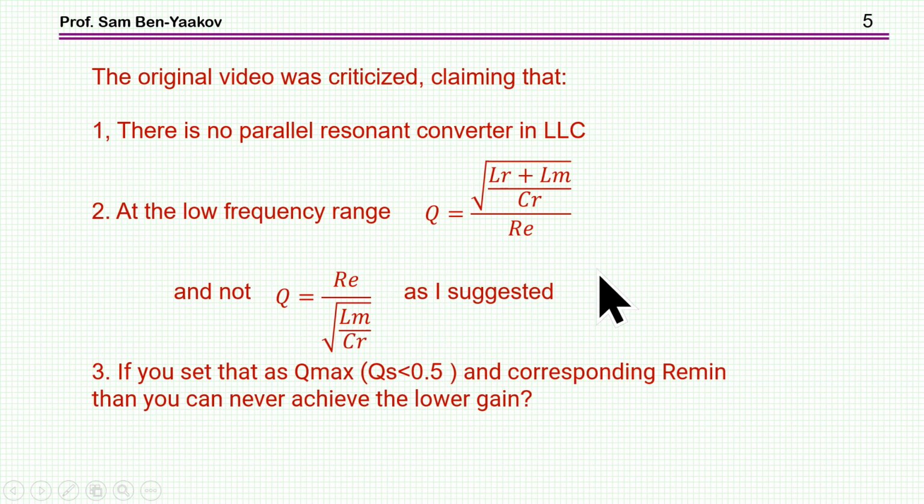And then there was another point that was brought up, that if we said that the Q has to be smaller than 0.5 for operation as an LLC, then there is a corresponding resistor to this Q, which means that you can never achieve a lower gain with this, in this case when RE is small.